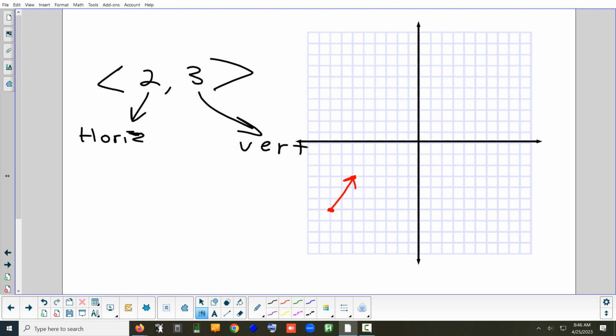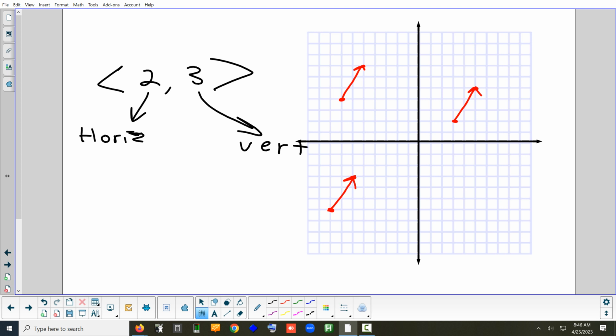Now you can start anywhere. You can start over here. 2, 3. And you can start over here. 2, 3. Those are all the vector 2, 3. You put it wherever you want. Any question on that?